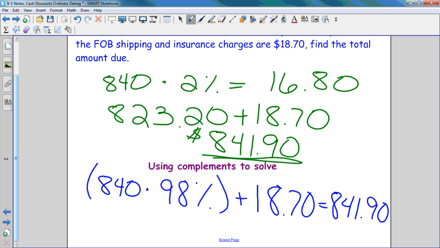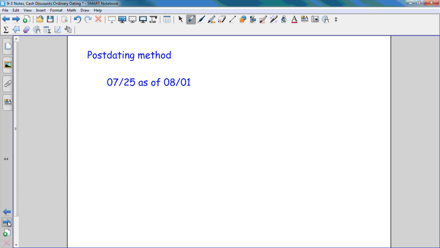Any questions so far? Right so far? Okay, let's talk about postdating. Sometimes invoices or bills will have this written on them: 7/25 as of 8/1. If you see the words as of, that means the invoice is actually dated 7/25, but when are they going to start their term? 8/1 or August 1st. So if it says 7/25 as of 8/1 and it says 2/10, n/30, that means you have 10 days after 8/1.